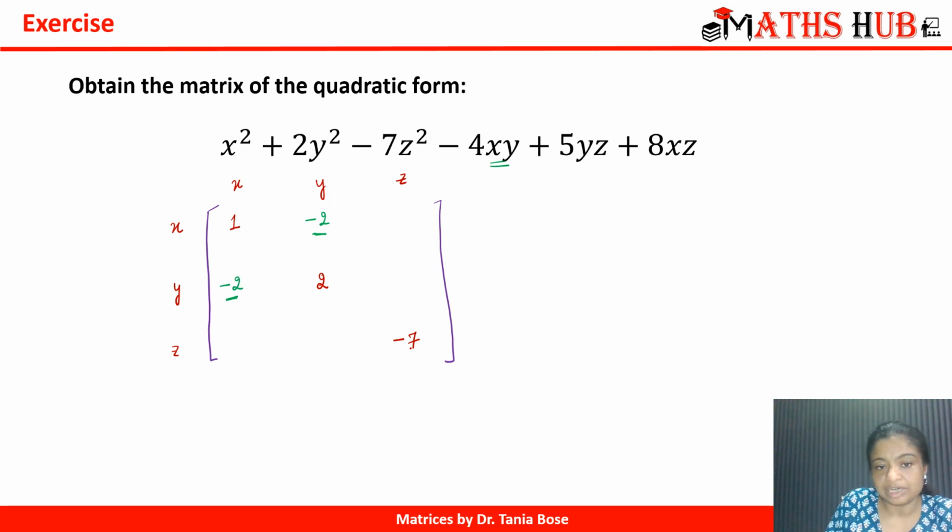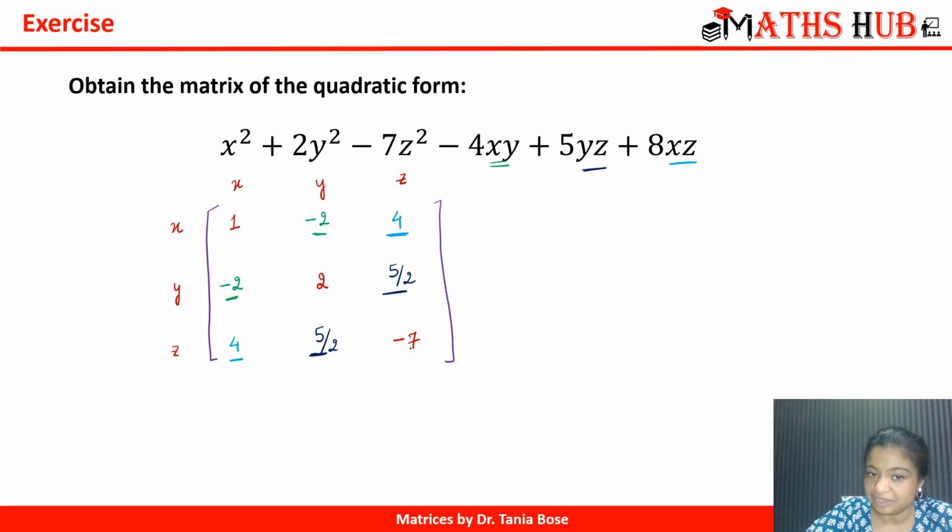Now let us move on to the next position. This is xz. So what is the coefficient of xz? It is +8. So take half of it, write 4 over here. You will get 4. And then lastly, we have the position of yz. So the coefficient of yz is 5. So take half of it. You will write here 5 by 2. So this is the matrix for the quadratic form.